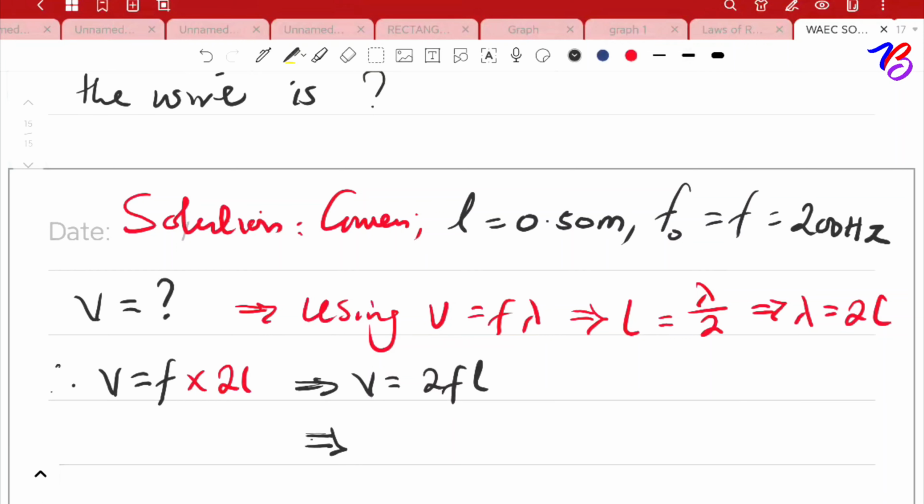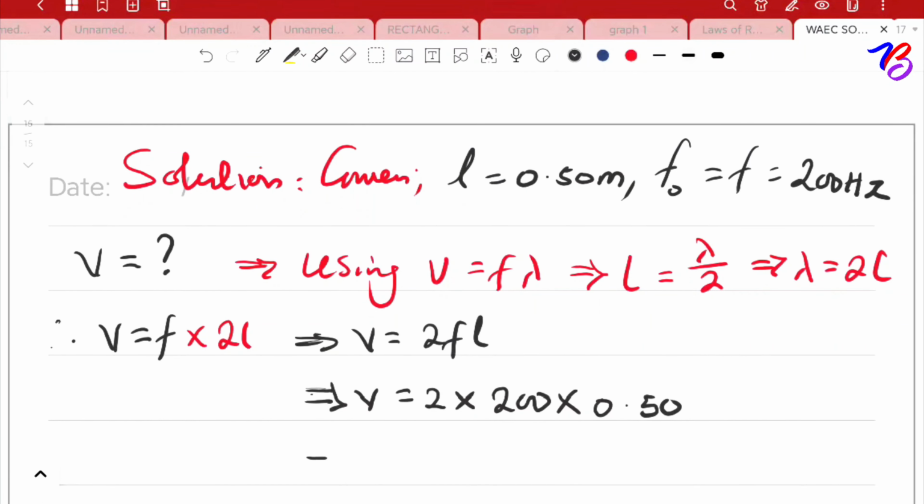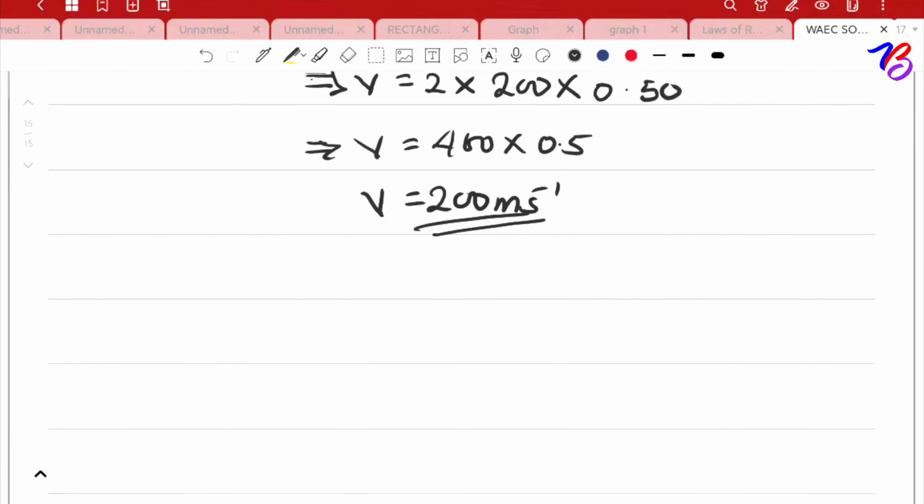Solving now, our V will now equal 2 times our F, which is given to us to be 200, multiplying 200 times our L, which is 0.50 meters. So V will now equal 2 times 200, which gives you 400. 400 multiplied by 0.50. Solving further, V is equal to 200 meters per second. I hope that was clear.